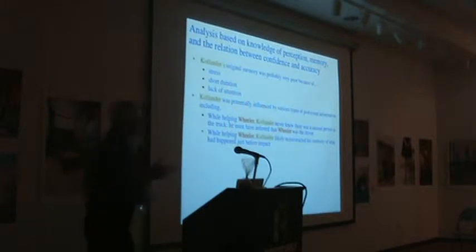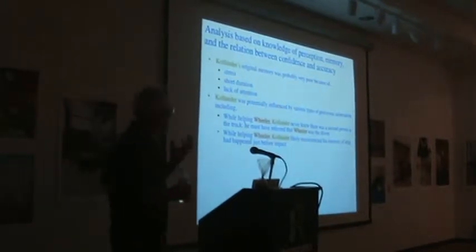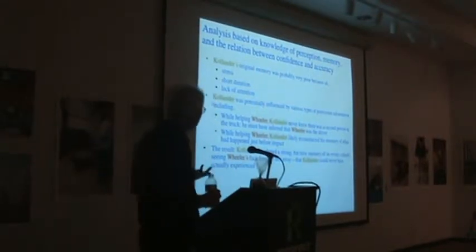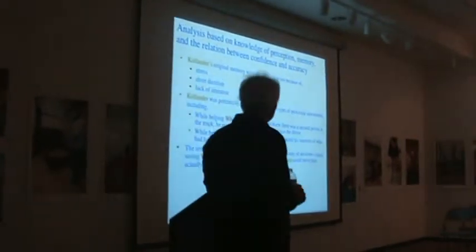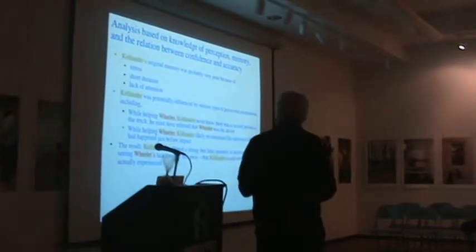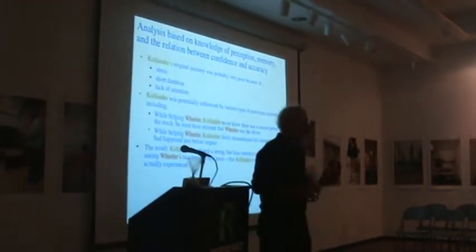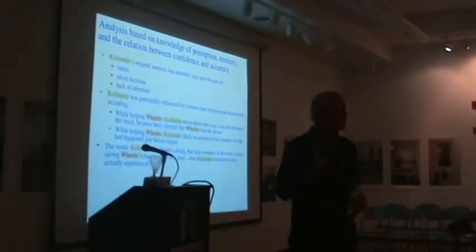While helping Wheeler, Collander likely reconstructed his memory of what happened just before impact, and as a result, he developed a strong but false memory of an event, clearly seeing Wheeler's face from 10 feet away, that he could never have actually experienced. By the way, the 10 feet figure is particularly interesting.